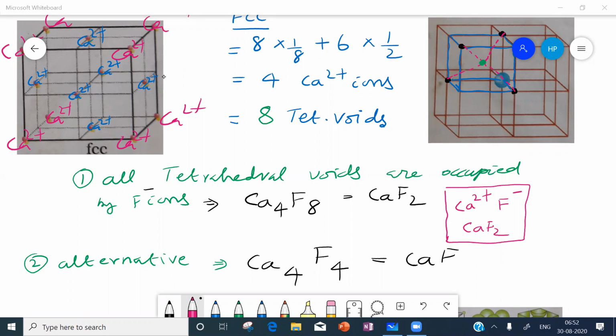So per unit cell 4 calcium ions, 8 F minus ions. You simplify this. Divide both by 4. Then you will get CaF2 is the formula. As per number 1. Number 2 we will take.